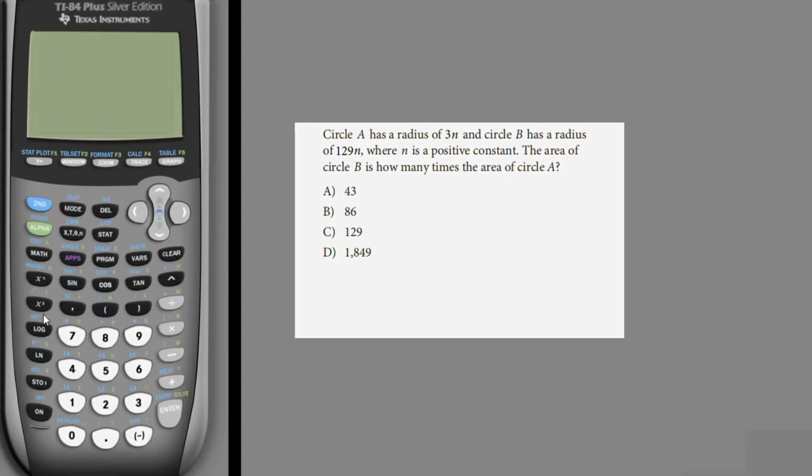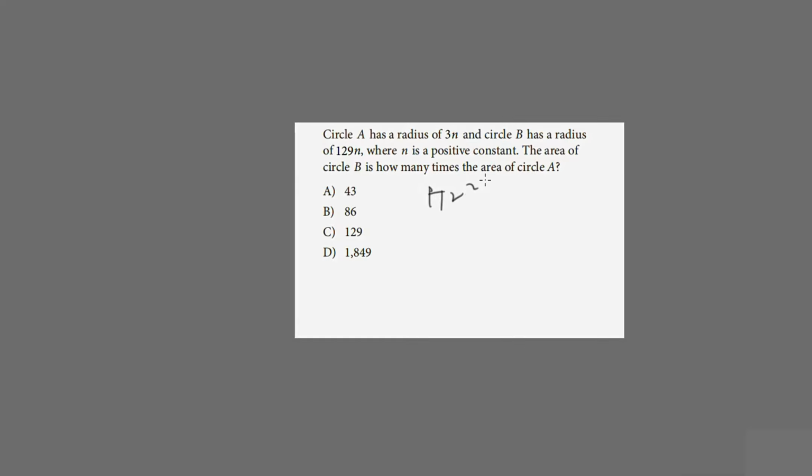I don't think we need to punch most of these things on the calculator to solve it. All we need here is basic understanding. We're going to solve it manually, and it's very easy. I will show you. As we all know, the area of a circle is pi r squared, right? Now for circle A, it has a radius of 3n.